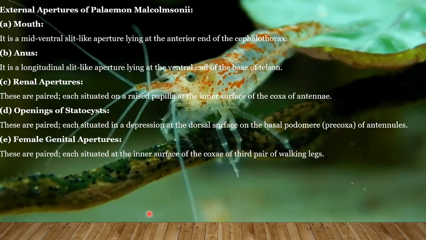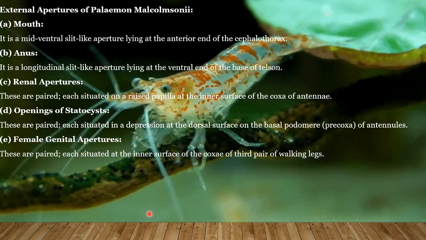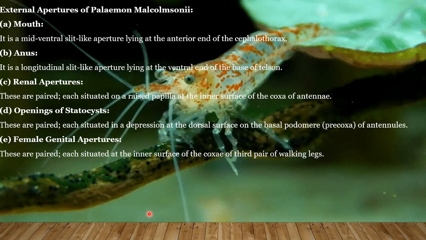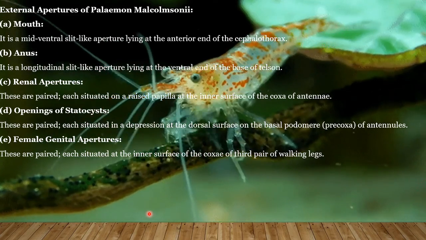So this was about the external morphology of prawn. In my next lecture, we will see the appendages, detailed study about the appendages of the prawn.